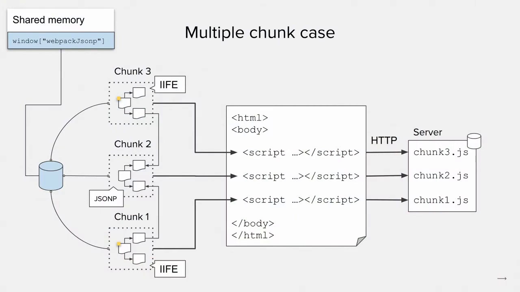Each of our chunks is going to be loaded as a script tag. And for our chunks with entry points, we are going to still use immediately invoked function expressions. When our chunks just have dependencies, like the vendor chunks we saw in the previous example, we're going to use the JSON-P chunk format. And when we load these chunks, we're going to put the modules into shared memory. And as soon as all of the dependent modules for a chunk with an entry point are loaded, we can finally execute the entry point for that chunk.